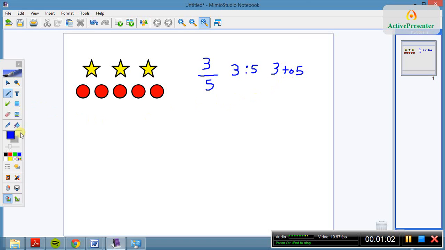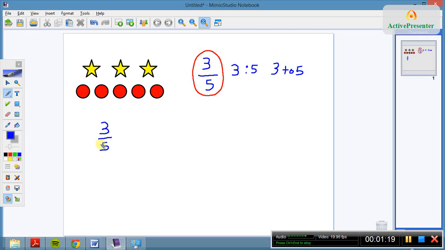Now, one thing you'll pick up very quickly is that if we see this, we recognize this as something we've seen before. And a ratio is really just a fraction. It's just a fraction. So in this case, 3 to 5 is 3 over 5. And that is a fraction.